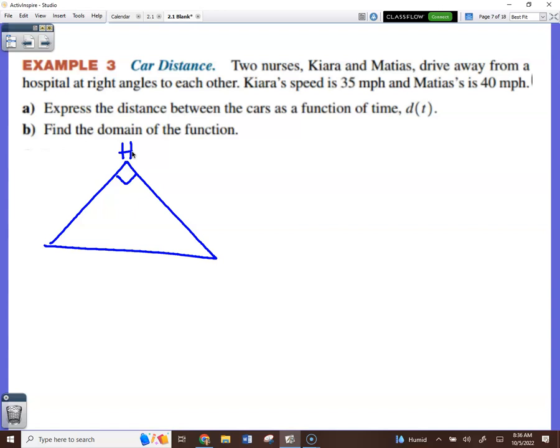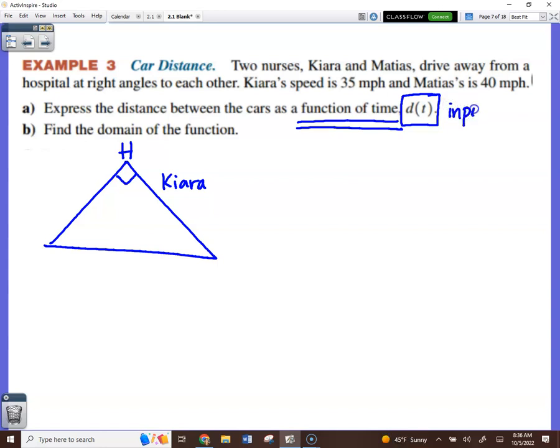One of them went in one direction. How fast? 35. So I'm going to say Kiara is going in this direction. Now she's going 35 miles per hour. Notice that the question is saying express the distance between the cars as a function of time. And then they give you this.